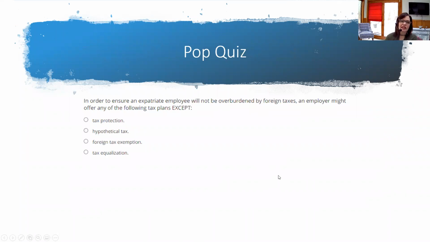Pop quiz. In order to ensure an expatriate employee will not be overburdened by foreign taxes, an employer might offer any of the following tax plans except: tax protection, hypothetical tax, foreign tax exemption, or tax equalization.